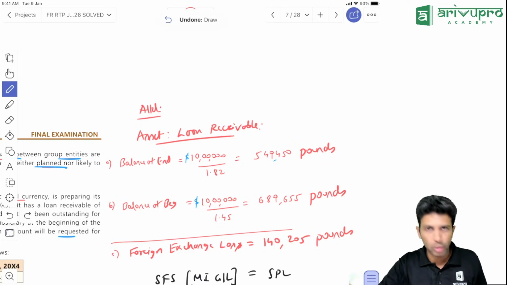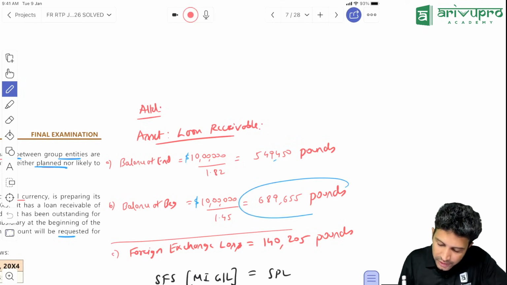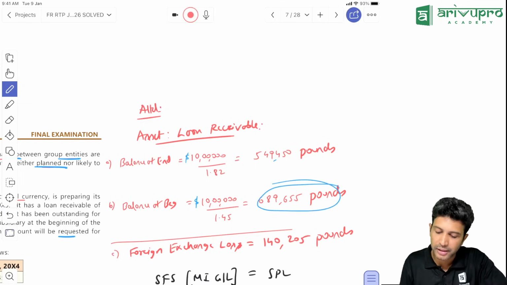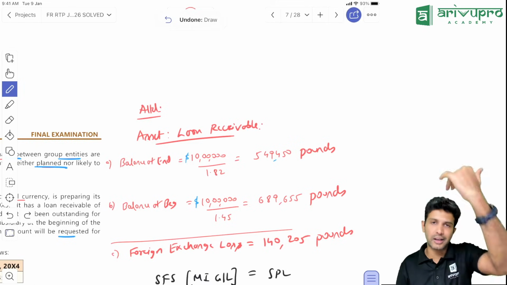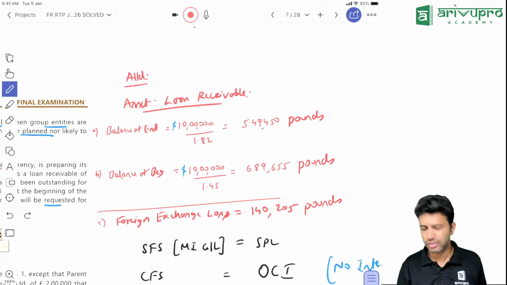Mind you, people, it's not a liability, it's an asset. Parent has given a loan to the subsidiary in foreign currency, right? Last year, we thought we will recover how much? This asset's balance in the last year was 689, but current year it has become 549. From 689, it has become 549. Asset balance is reducing. That means it's a gain or a loss? Loss.